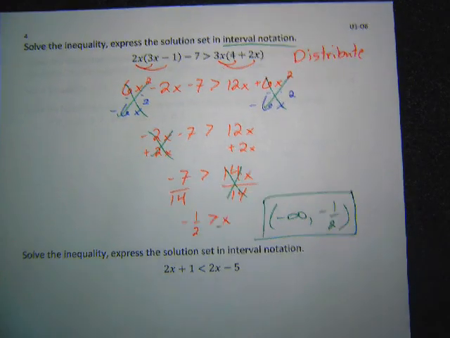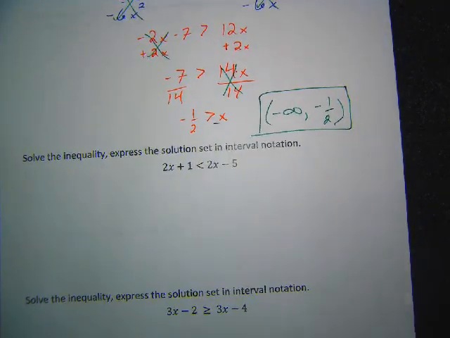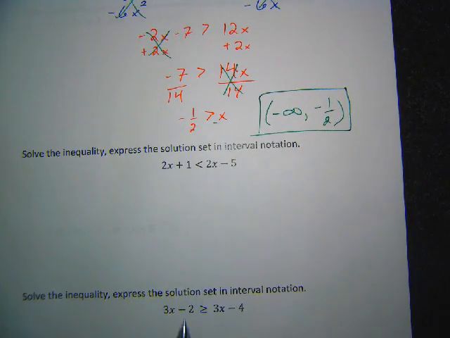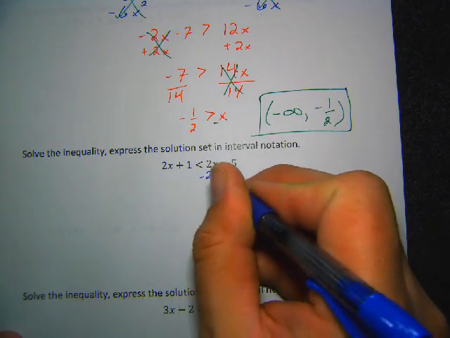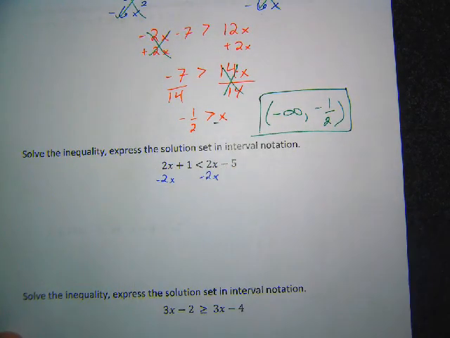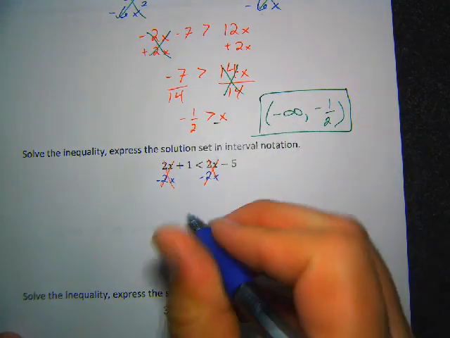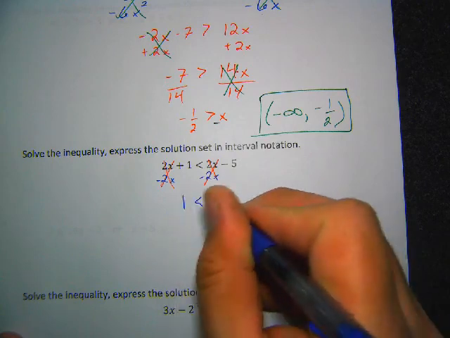Okay, two more to solve. These ones are kind of weird, so I wanted to show them to you. Notice this one: I've got 2x plus 1 less than 2x minus 5. Again, I want to get all the x's on the same side, so I'm going to subtract 2x from both sides. When you do that, you'll see that both of the x's cancel, and we're just left with 1 is less than negative 5.